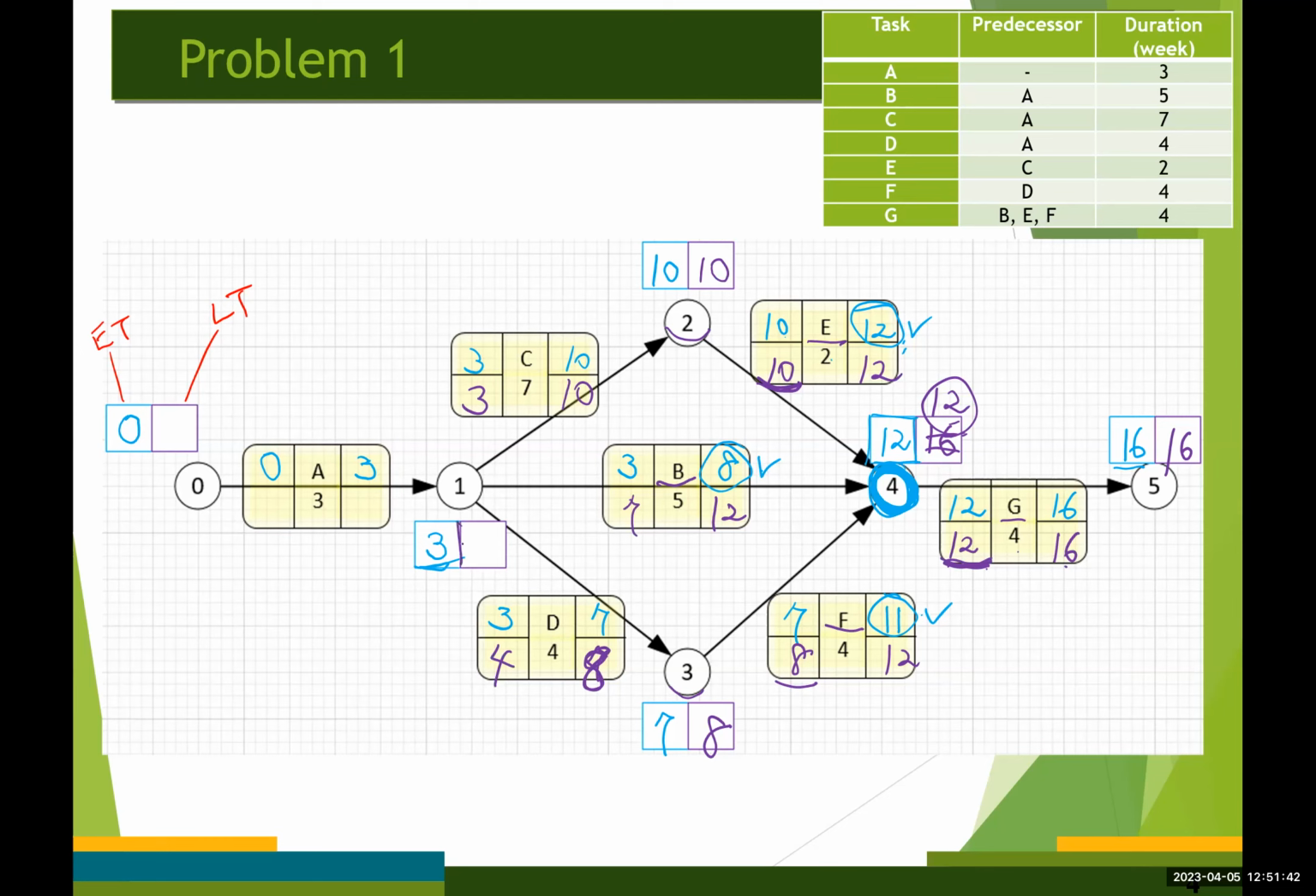Now we are ready to determine the latest time for event number 1. So that's going to be the smaller value between these two values, 3 and 4. So we are going to take 3. So 3 minus 3 becomes 0. And finally, the latest time for event number 0 becomes 0, right?